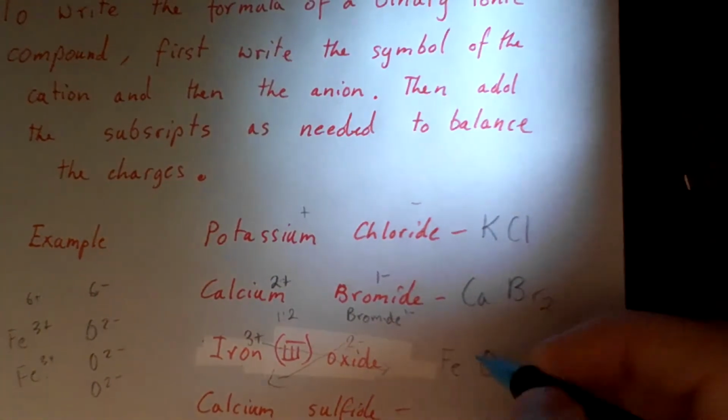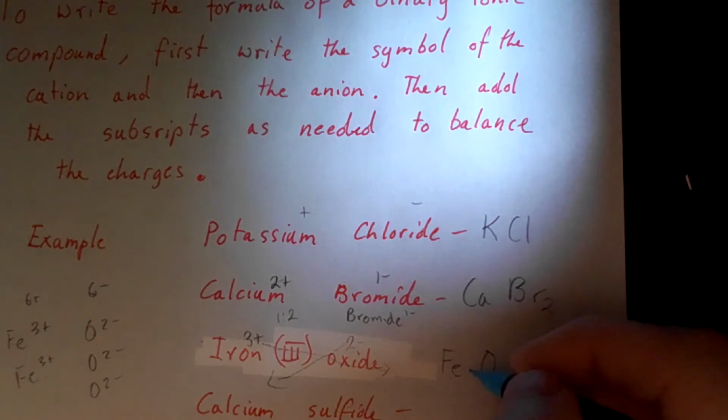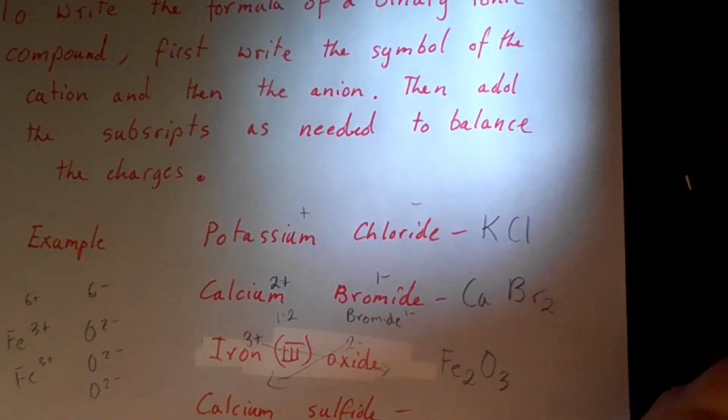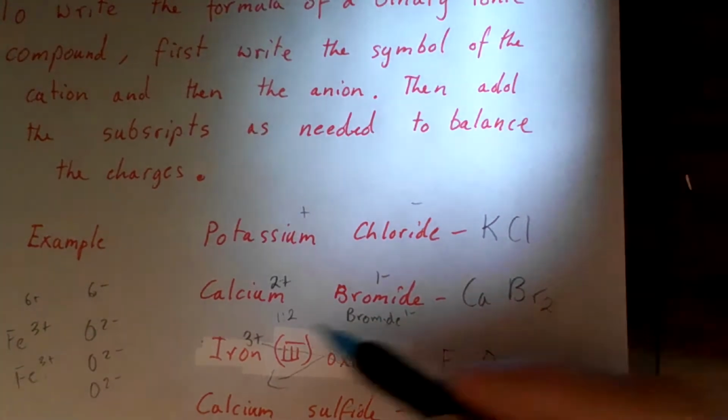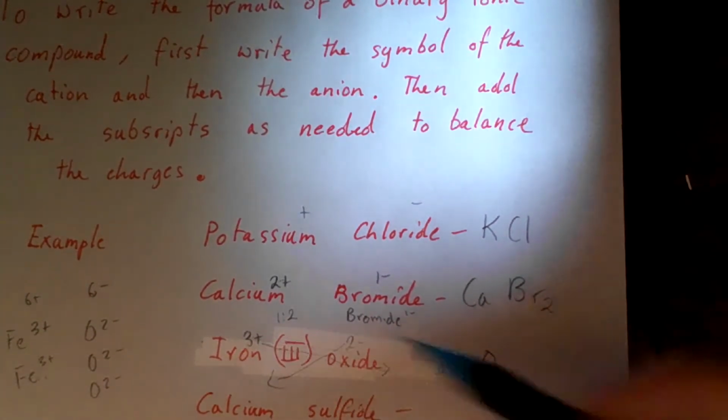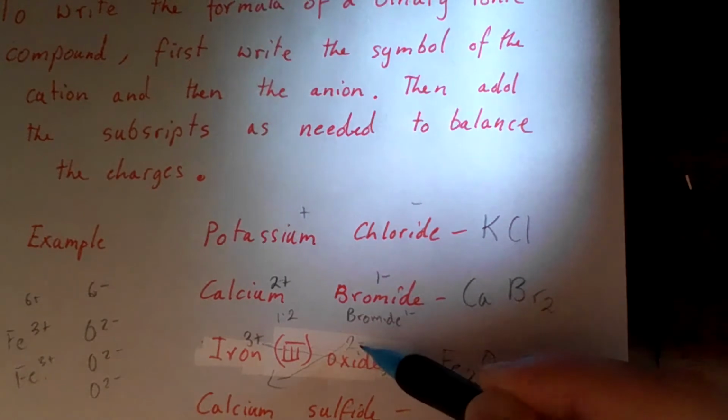So the formula for iron(III) oxide is going to be Fe2O3. And double check: 2 times 3 positive is 6 plus, and 3 times 2 negative is 6 minus.